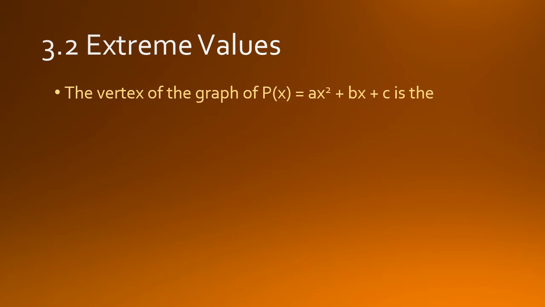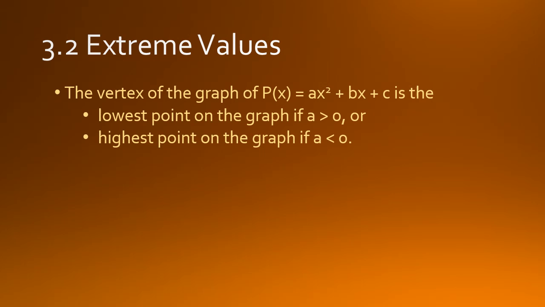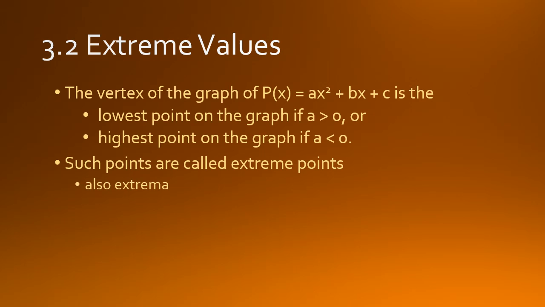When dealing with polynomials, we also like to talk about extreme values. The vertex of the graph of ax squared plus bx plus c is the lowest point on the graph if a is positive, because it opens up, so the curve is at the bottom. Or it could be the highest point if a is negative, because it opens downward. So the change in direction occurs at the top. These points are called extreme points. They can also be called extrema, and the singular for that would be extremum.